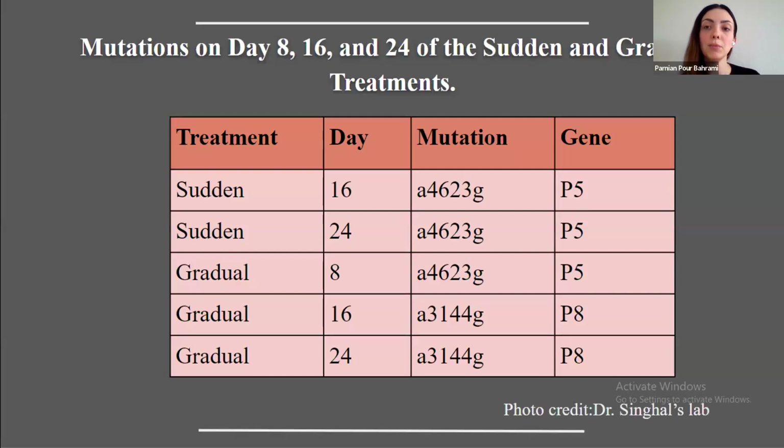But still, we have some primary data from 2 lineages of the gradual and sudden treatment. As you can see in the table, we have the data related to, again, genes P5 and P8, and also considering both sudden and gradual treatment. Hopefully, this data would help us to identify the mutation, the timing the mutation arose, or the differences of the mutation in different treatments.